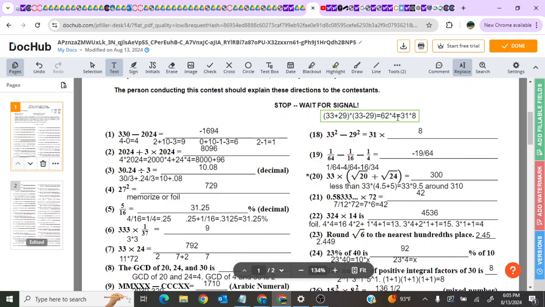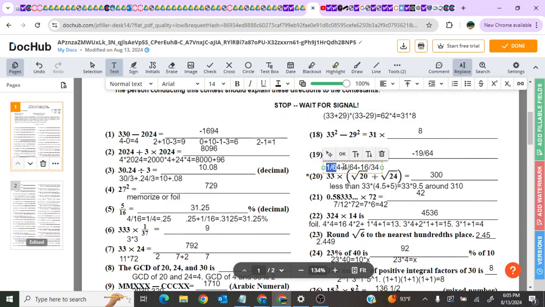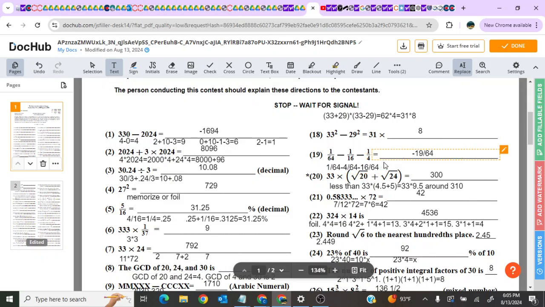1 over 64 minus 1 over 16 minus 1 over 4. Well, you got to convert all these to over a common base. 1 over 64 is fine. Convert negative 1 over 16 to negative 4 over 64. And I miswrote that. My apologies. And then negative 1/4 to negative 16 over 64. And if you do that, then subtract those all together, you'll get negative 19 over 64 as your answer.